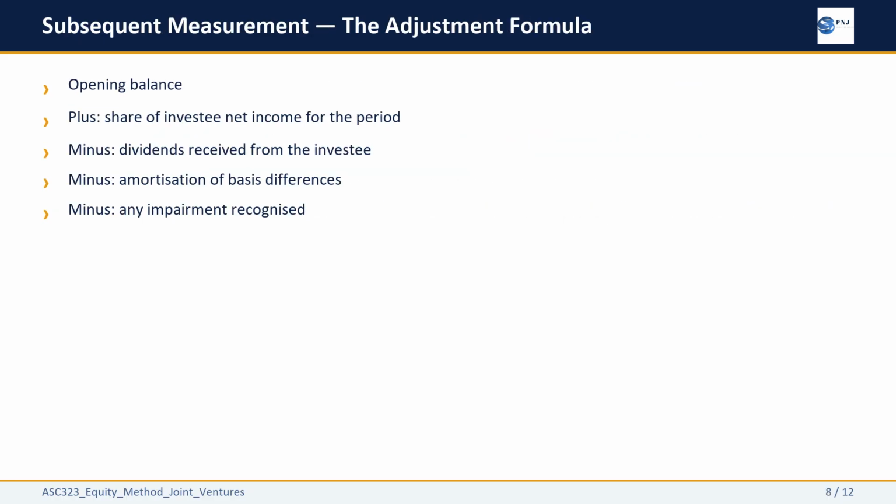After day one, the investment account is adjusted every reporting period using this formula. You start with the opening balance, add your proportionate share of the investee net income, subtract any dividends you received, subtract the amortization of basis differences for the period, and subtract any impairment you have recognized. The result is your closing investment balance. Each component of this formula has its own accounting entry, and together they tell the full story of how your economic interest in the investee has changed. Let us walk through each component in detail.